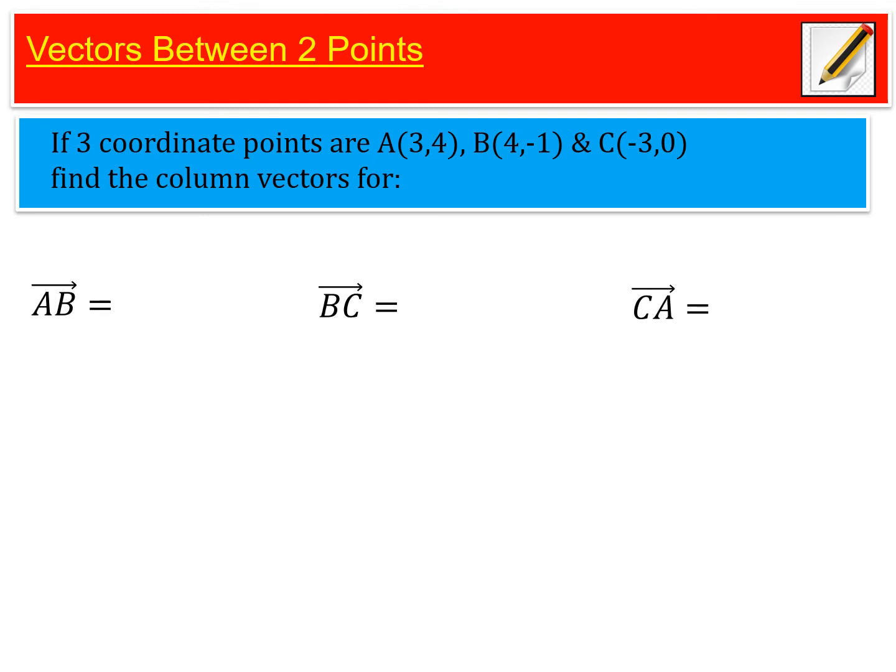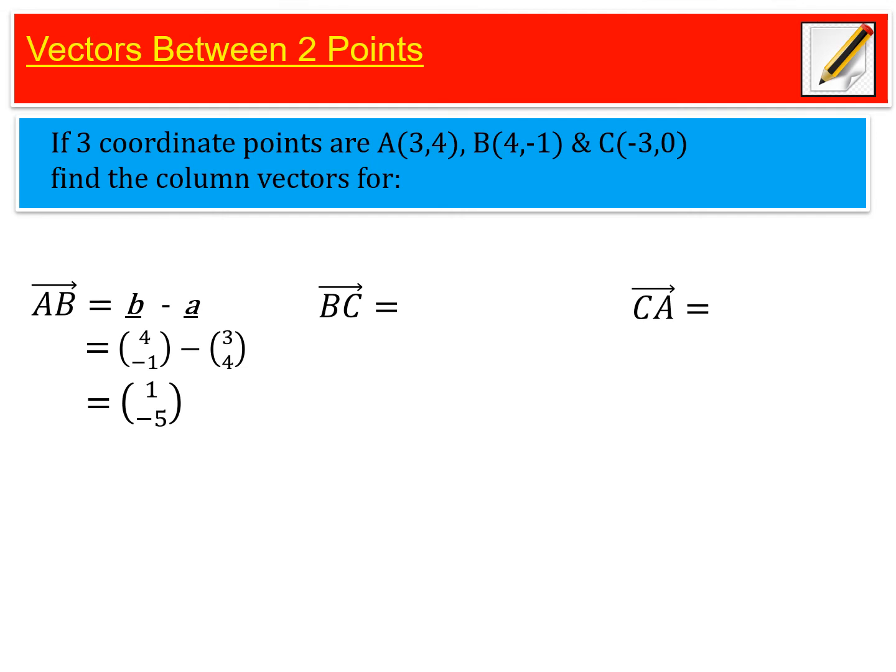So the vector journey A to B is the column vector of B subtract the column vector of A. So that would be (4, -1) subtract (3, 4). So we just do 4 subtract 3 at the top, which gives us 1, and -1 subtract another 4 is -5 at the bottom. So the vector that would represent the journey from A to B is (1, -5).